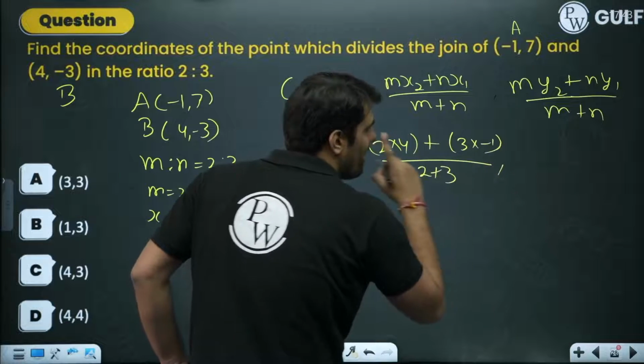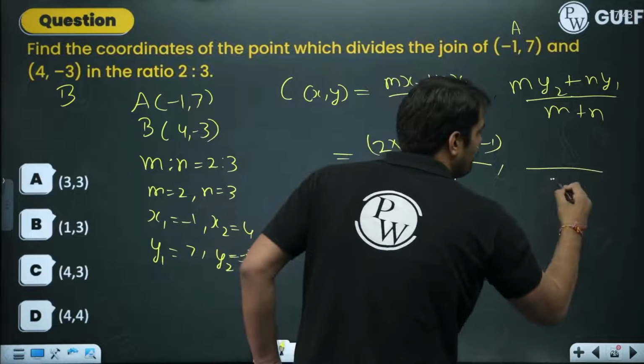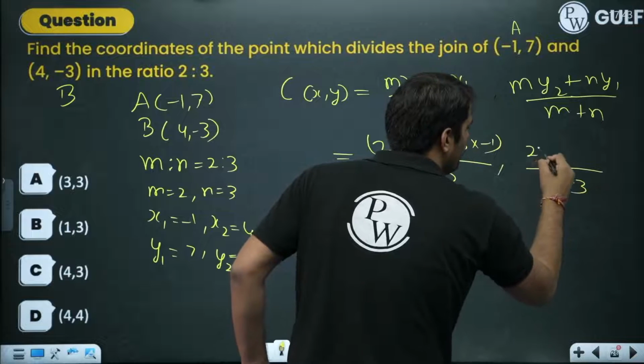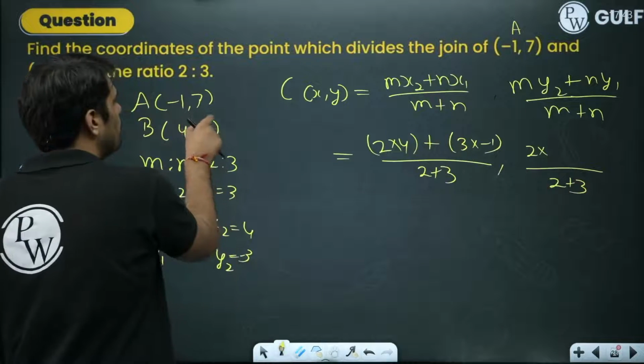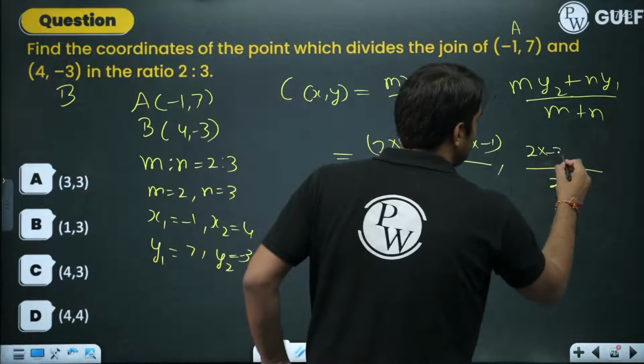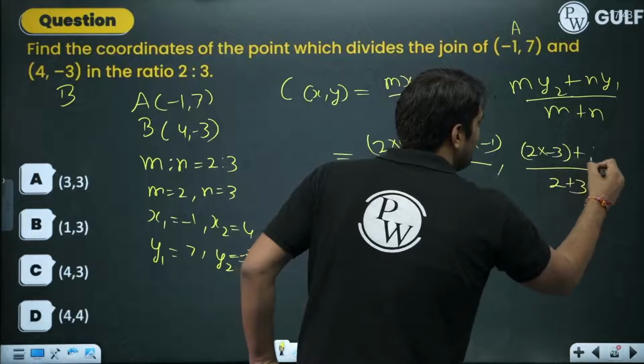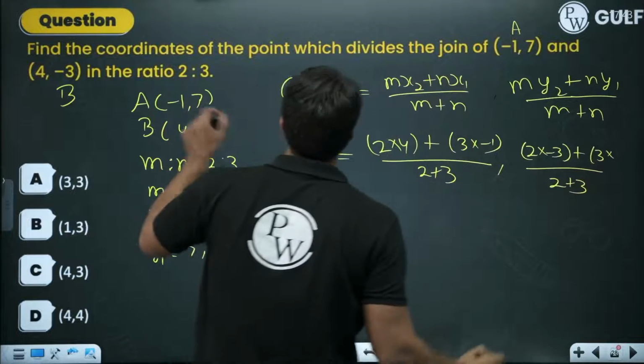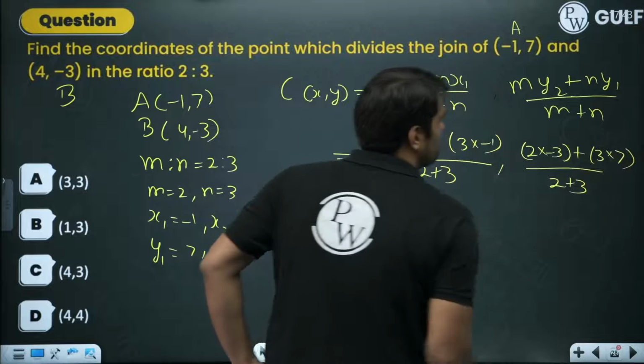Same we will do for the y coordinate. In the denominator we will have 2 plus 3. First we will be multiplying 2 with what? 2 will be multiplied with y2, that means minus 3, so 2 into minus 3, plus 3 into y1, that is 7 over here. Do the calculation. The rest of the things are very simple.